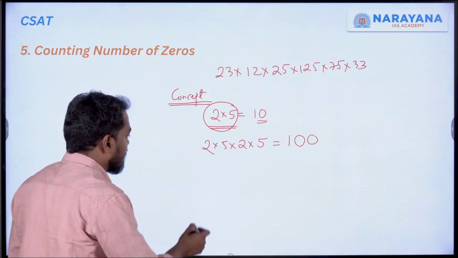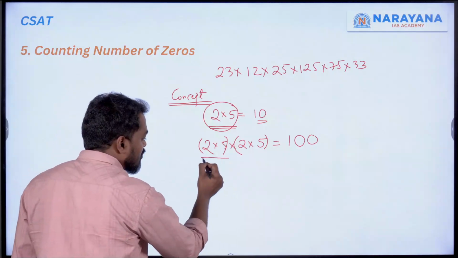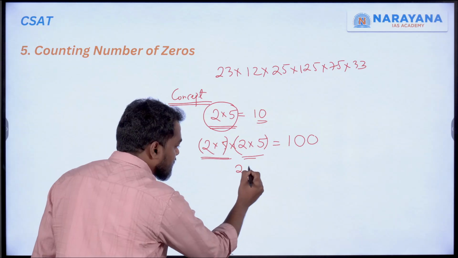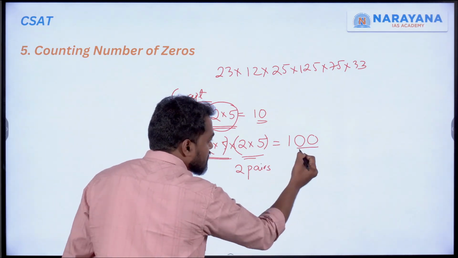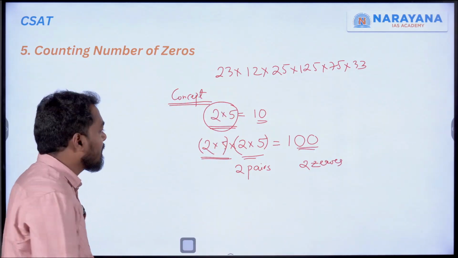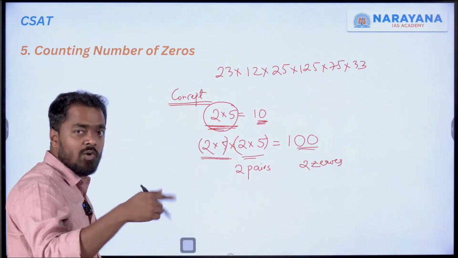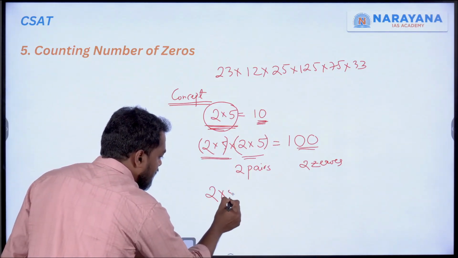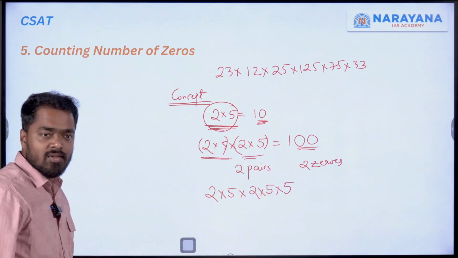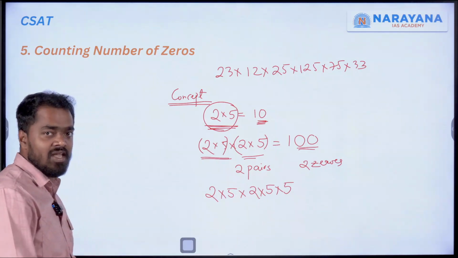So understand the pattern here. There are two 2-5 pairs. When there are two pairs, you are getting two zeros at the end. If there is only one pair, you are getting one 0. Now take another example like 2 into 5, 2 into 5 into 5. Observe here. Please tell me how many zeros you will get at the end.